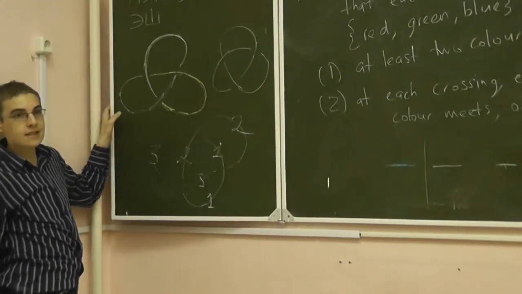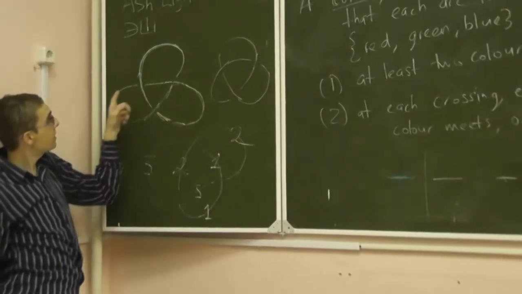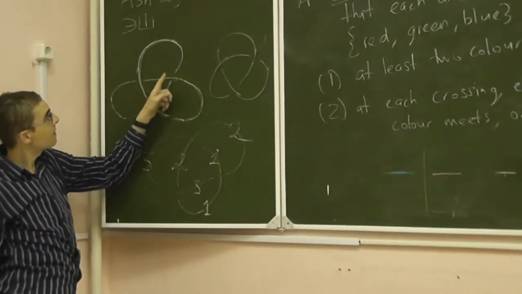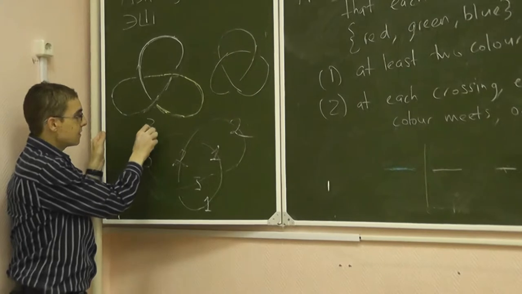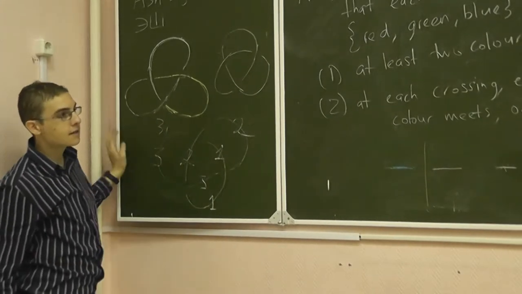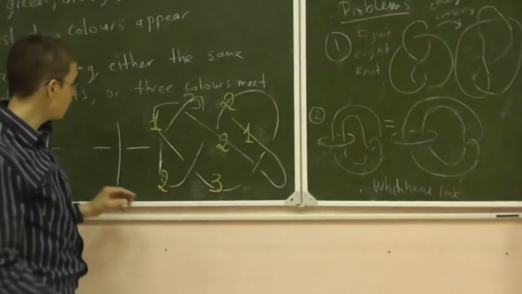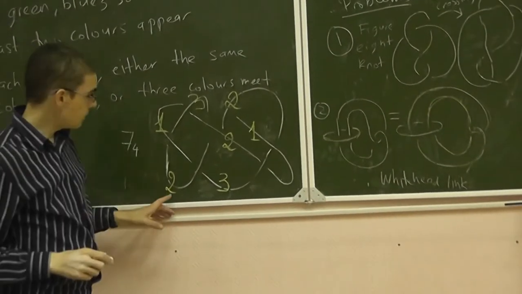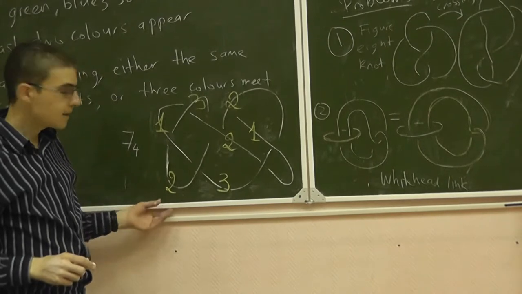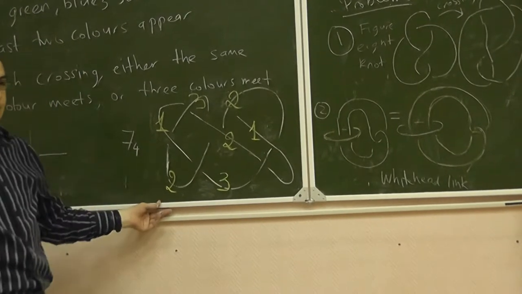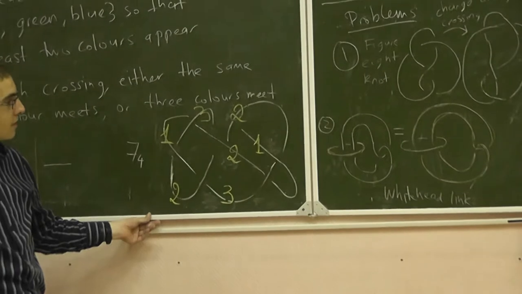Do we agree that this is a colouring? Yes. And it's crossing. This is 3-1. At least now, Nikolai did. Whoa. Okay, 7-4. Does everyone agree that this is a colouring of 7-4? Yes.